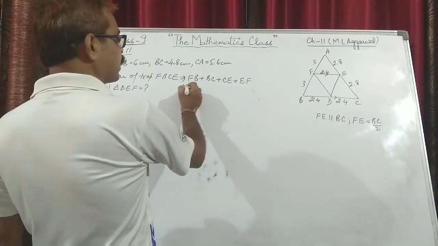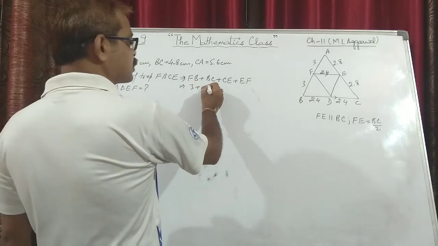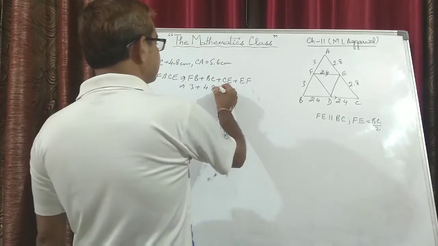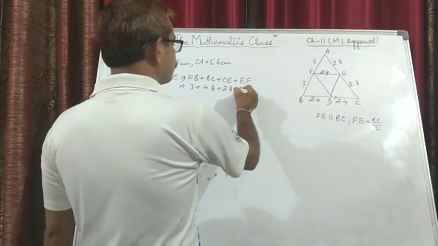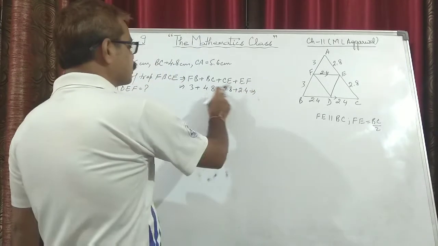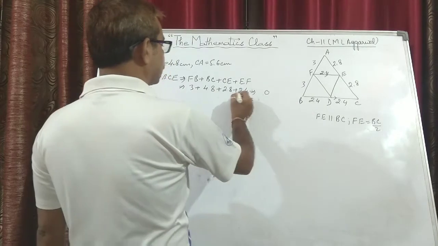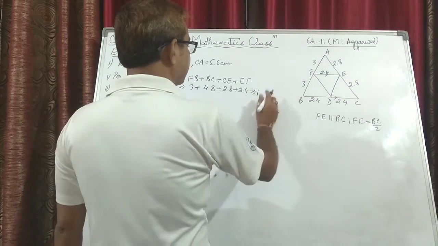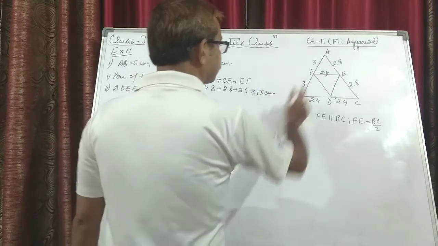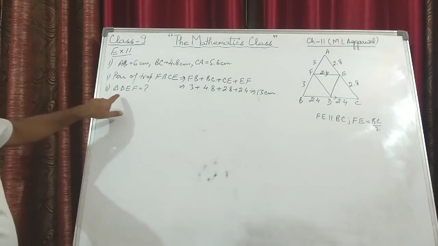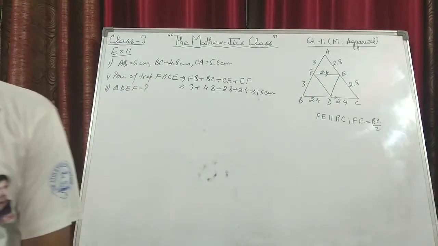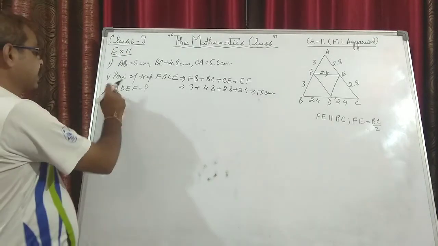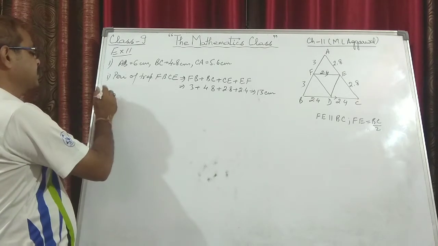So now you can easily make out FB is 3, BC is 4.8, EC is 2.8 and FE is 2.4. When you add them, 13 centimeters is the perimeter of this trapezium. Now we have to find out the perimeter of triangle DEF. In the triangle, this also we have to find the perimeter.